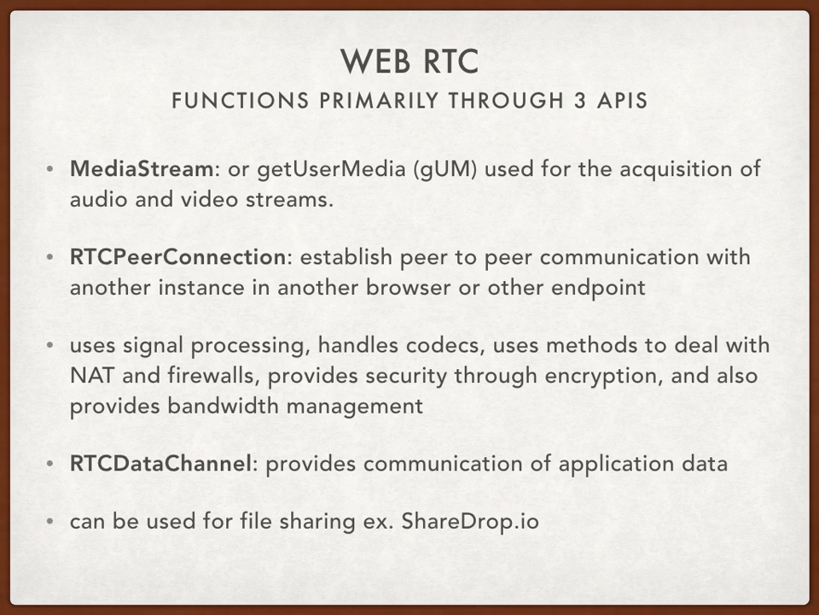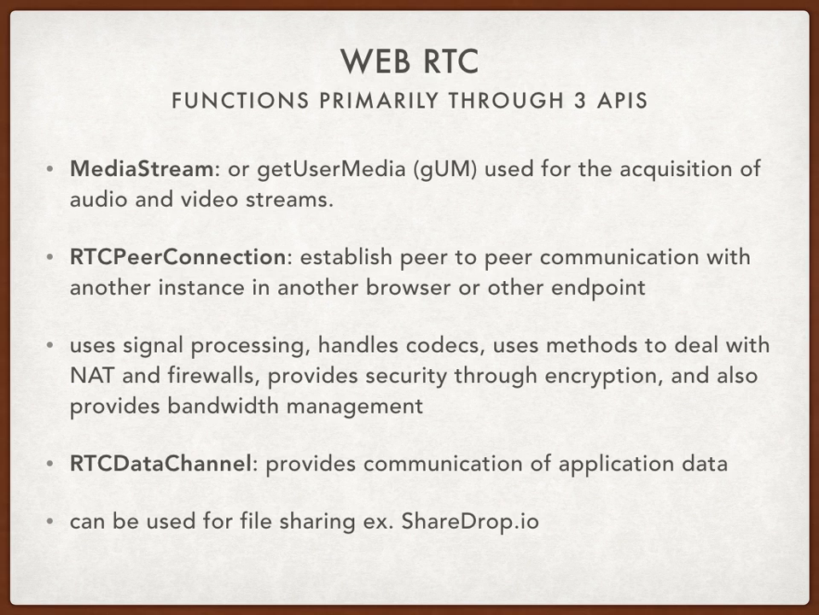RTC Peer Connection allows an application to establish peer-to-peer communication with another instance in another browser or other endpoint. Control messages called a signaling protocol over a signaling channel are provided by unspecified means. Often this is by a script in the page via a server using maybe XML, HTTP requests, or WebSockets.